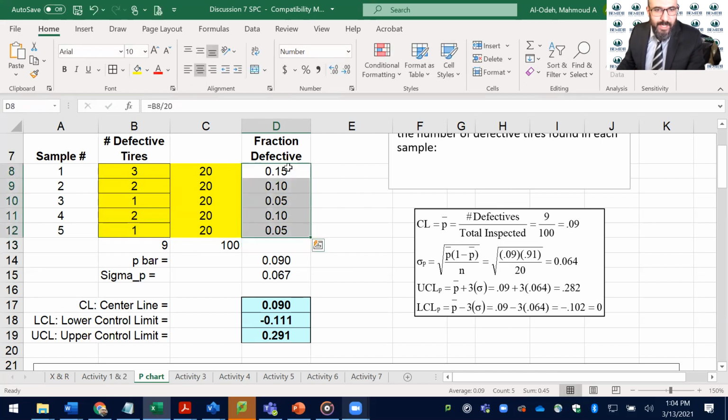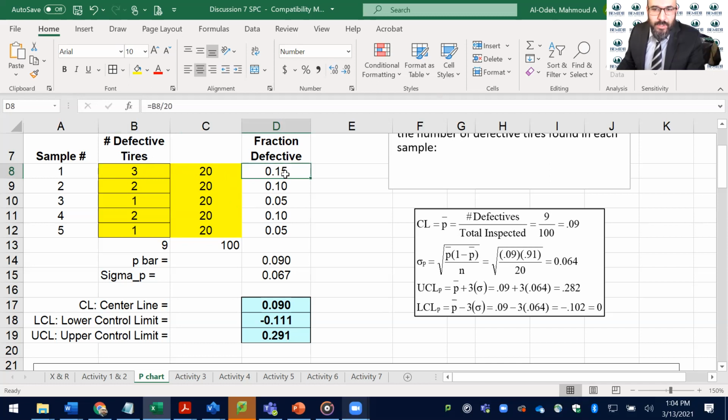So we have found the P for each of these samples. What would be the percentage? Basically, what is the P? It's the percentage of the defective for each sample. So 3 divided by 20 would give you 15% as the defective parts of that sample.